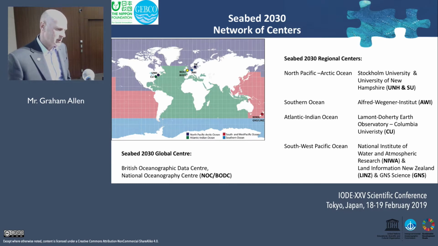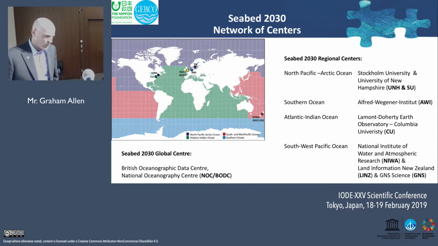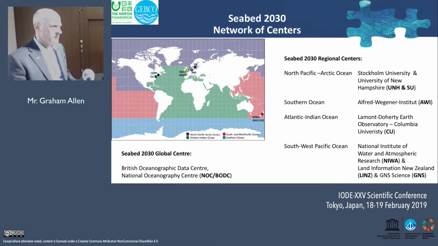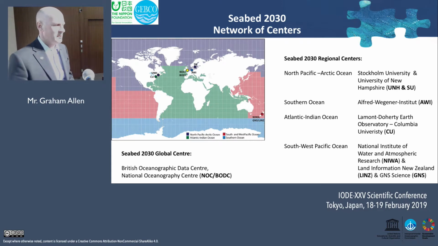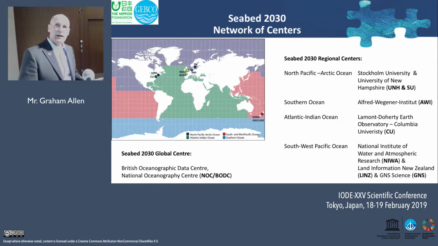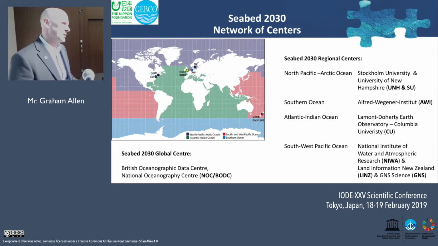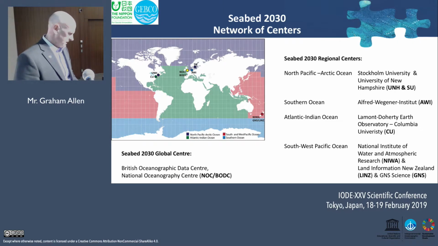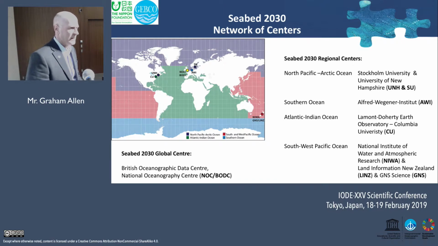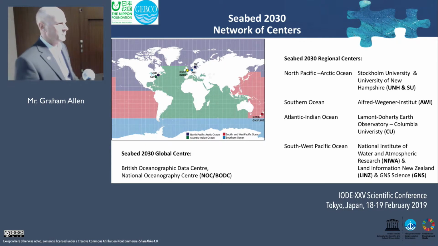The Southern Ocean Regional Centre is based at Arvi. That's down the bottom there in the blue. The Indian Ocean Atlantic Regional Centre, the green, based at Columbia University. And then the final regional centre, the South West Pacific Ocean, is again a shared centre between 3 organisations in New Zealand: NIWA, LINS, GNS. And down the bottom to the left, the Global Centre, which is located at the British Oceanographic Data Centre, part of the National Oceanographic Centre in the UK, the yellow dot in the middle. And across those centres, we now have the order of 24 staff working in the regional and the global centres.